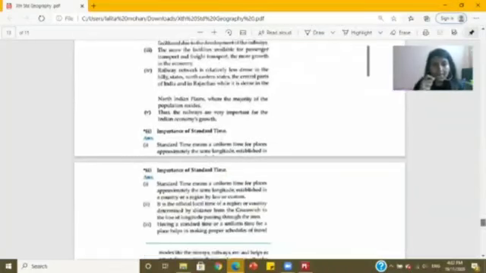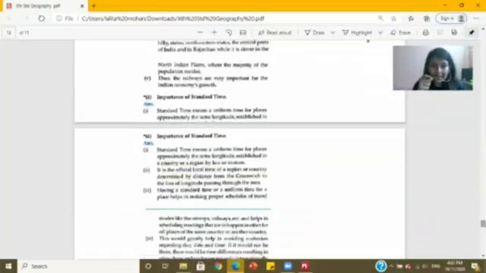Question 4. Importance of standard time. At this point, standard time means a uniform time for places approximately the same longitude established in a country or a region by law or custom.